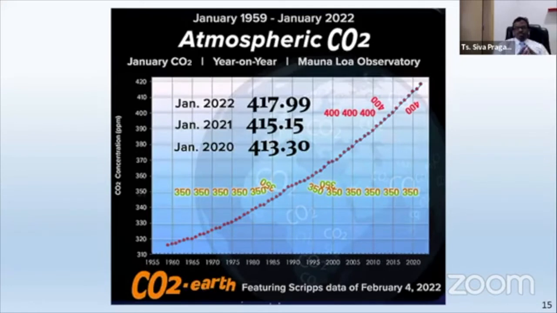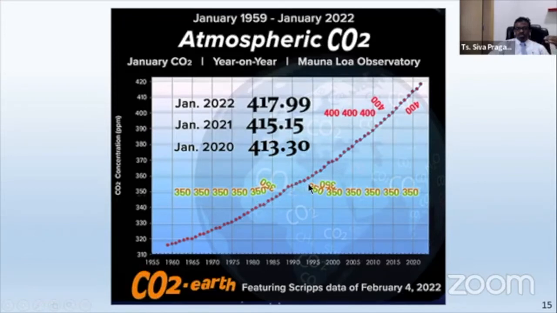Right, so is it true? Is it real? What is the measurement of CO2 concentration in the atmosphere at the moment? So if you take this chart, this chart at the moment is giving the year-on-year atmospheric concentration in ppm, parts per million, of the CO2. If you take from the year 1955 all the way up to January 2022, you can see the perfect, beautiful line, uninterrupted, so nice. It kept going up, right?